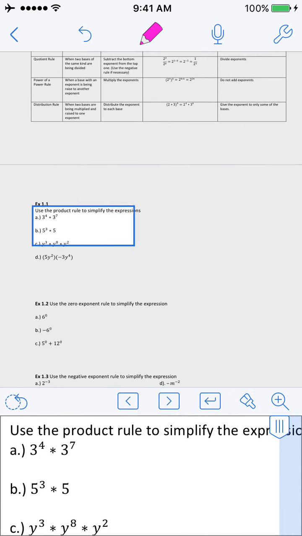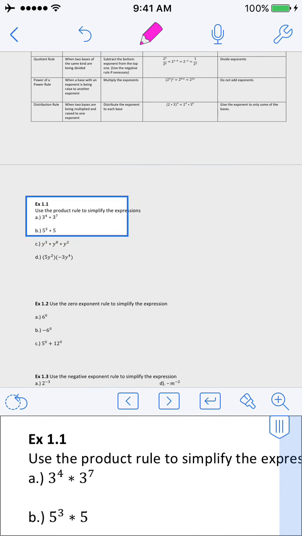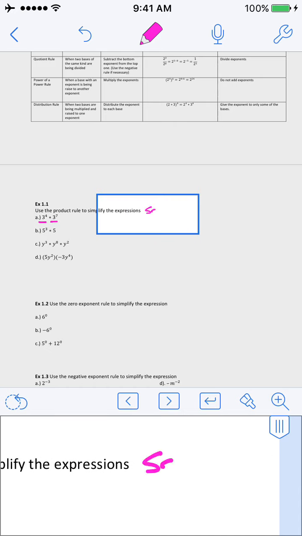Alright, so let's try out this first one. What does the product rule say? Well, if we have something like 3 to the 4th times 3 to the 7th, notice that we have the same base. The product rule says you must have the same base for this to work. So we'll start with the same base.